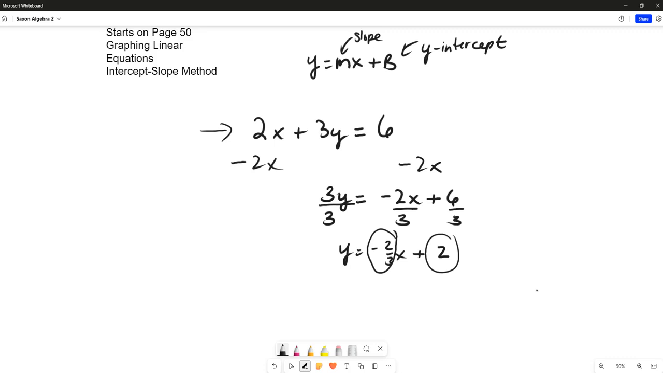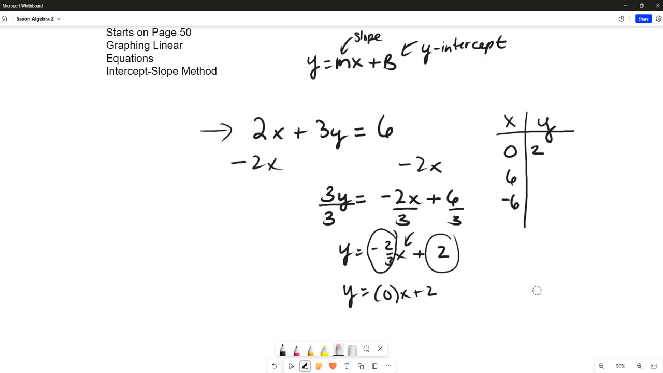Once we have our equation, we can make an XY table, and we can put numbers in for x and get a value out for y into this equation. So if we use 0, 6, and -6, well, when we put 0 in for x here, then this is going to equal 2, right?